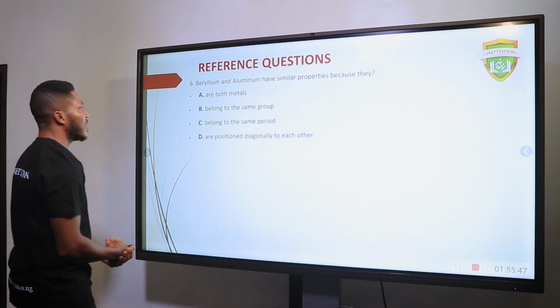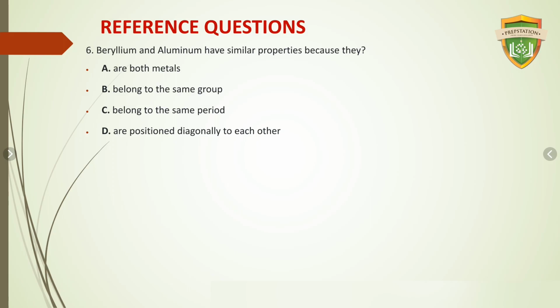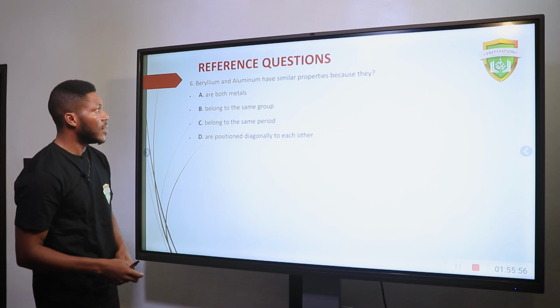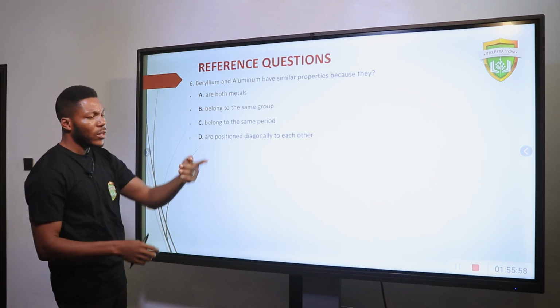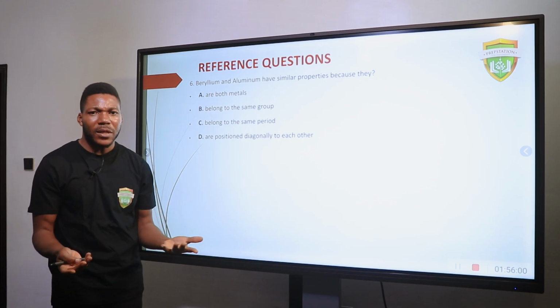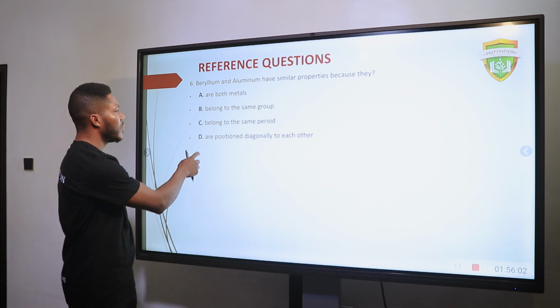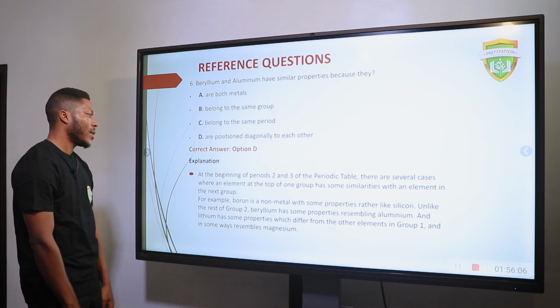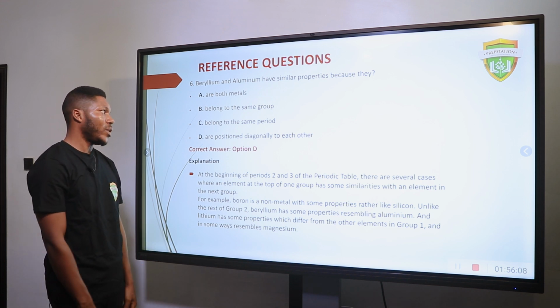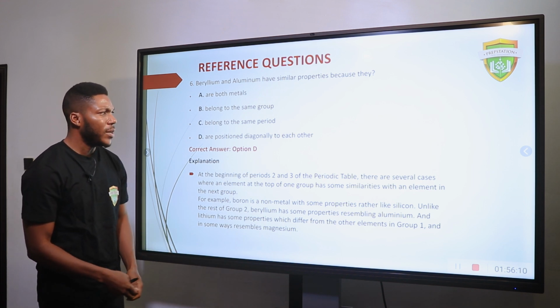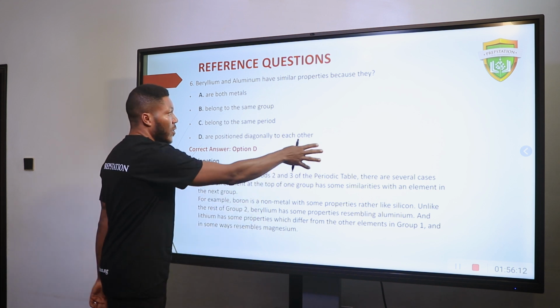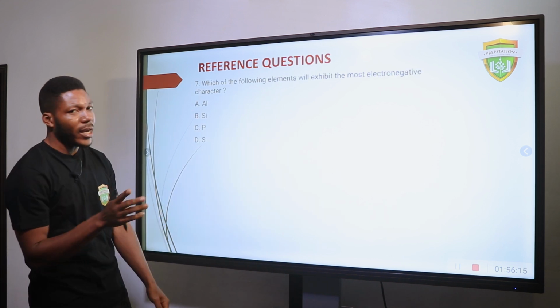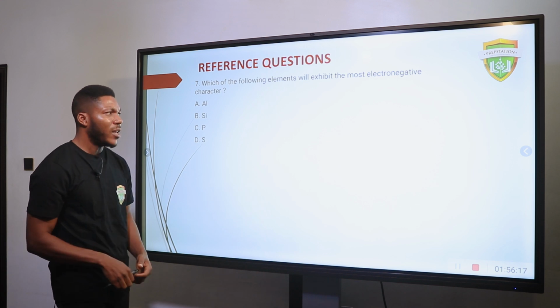Okay. Now the second to the last question here is, beryllium and aluminum have similar properties because, the answer is clear. What's the answer? Beryllium, aluminum, they are not in the same group, but they have something in common. Because of what? Because they are positioned diagonally to each other. That is the best answer to the question. So questions on the periodic table are not very difficult, but sometimes they are very tricky. If you are not careful, you pick the wrong options.